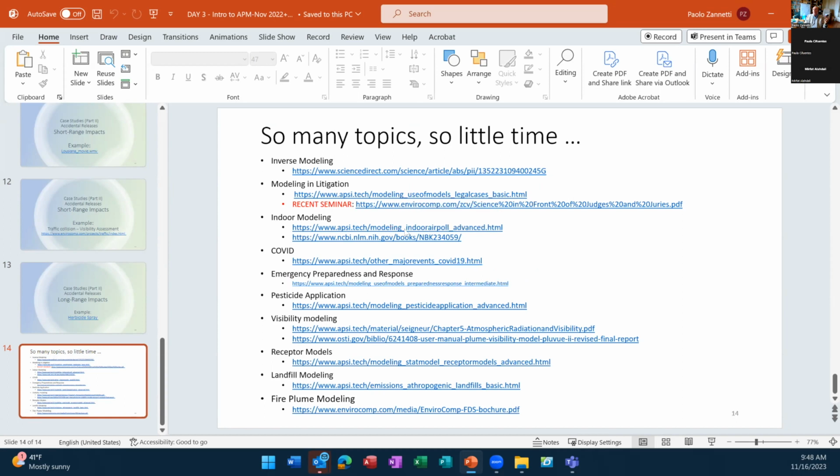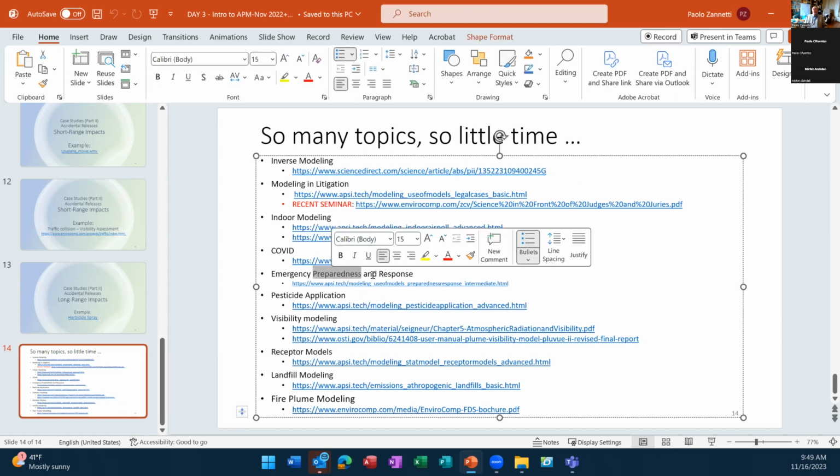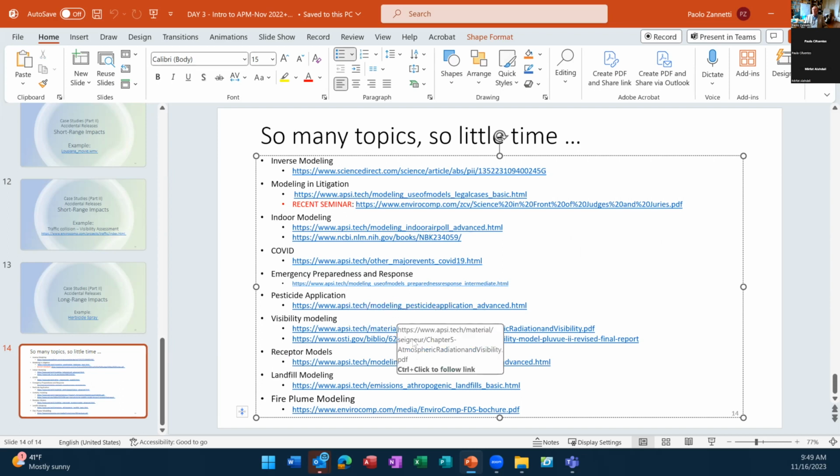Litigation modeling, I told you a few things about it. Indoor modeling, I've done some indoor modeling, very important, especially for COVID. You need to use grid models, especially CFD, computational fluid dynamics model. COVID modeling, again, I have the pointer here. Emergency preparedness and response, very important. It is easy to try to be prepared. It's very difficult to have a response in air pollution. Pesticide application, I told you something. There is a pointer here.